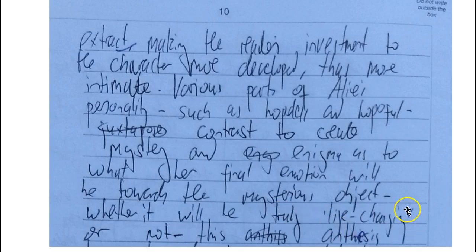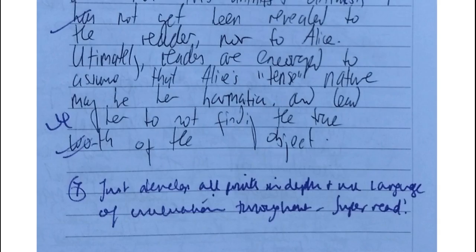"as to what her final emotion will be towards the mysterious object, whether it will be truly life-changing or not." So he's going back to his quotation and trying to look at it in more detail, feeling his way towards a better answer. "Has not yet been revealed to the reader nor to Alice. Ultimately, readers are encouraged to assume that Alice's tense nature may be her hamartia." Look how he's using his knowledge of Macbeth here to inform his answer. "And lead her to not finding the true worth of the object."